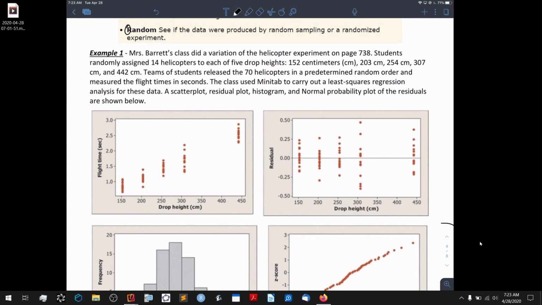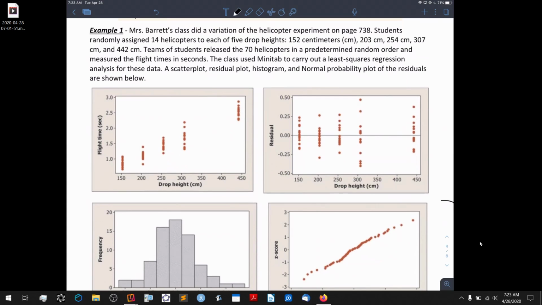Mr. Barrett's class did a variation of the helicopter experiment on page 738. You can read that if you want. Students randomly assigned 14 helicopters to each of 5 drop heights, okay? So that means that there's 14 dots here, 14 here, 14 here. 14 helicopters were dropped from a specific height, okay? And there's the height that they were dropped from, all right?